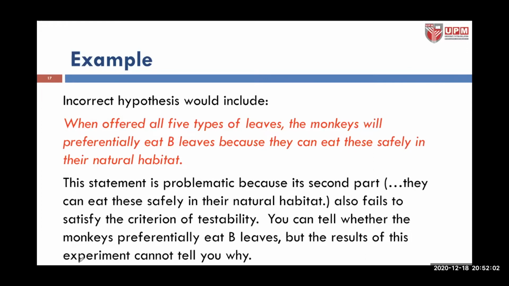An incorrect hypothesis would also include: when offered all 5 types of leaves, the monkeys will preferentially eat bee leaves because they can eat this safely in their natural habitat. So how do you know? This statement is also problematic, because its second part, they can eat this safely in their natural habitat, which you don't know, also fails the criterion of testability. It cannot be tested. You can tell whether the monkeys preferentially eat bee leaves, but the results of this experiment cannot tell you why. So that is a good example.